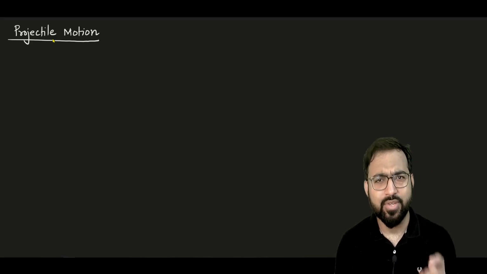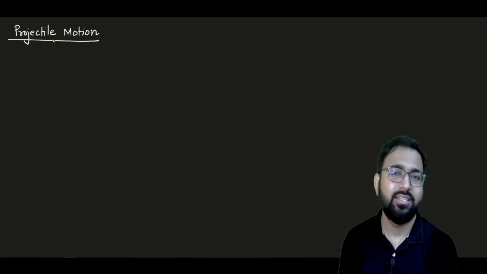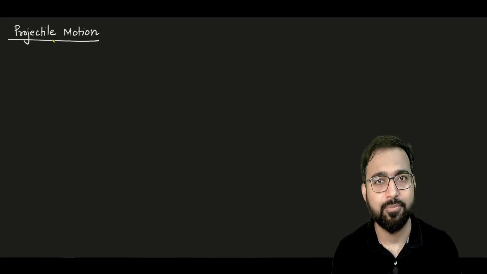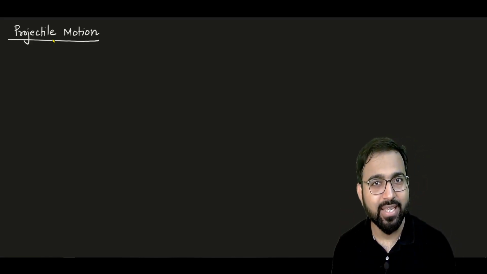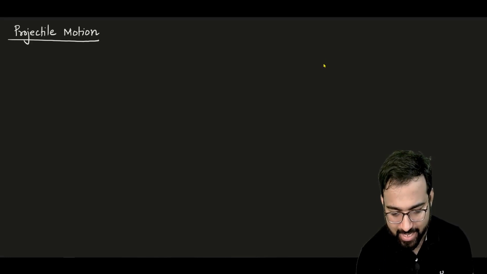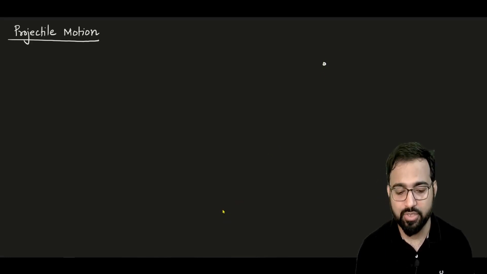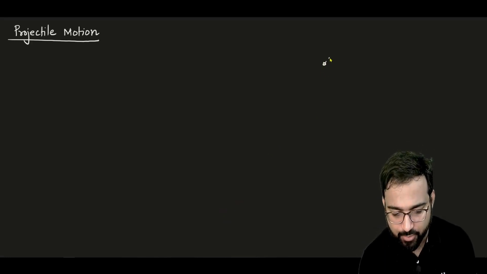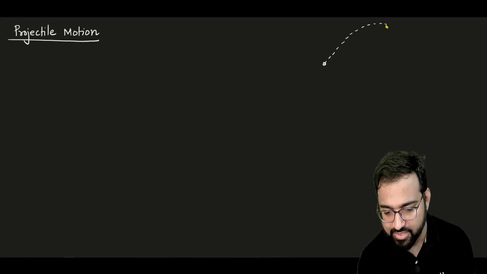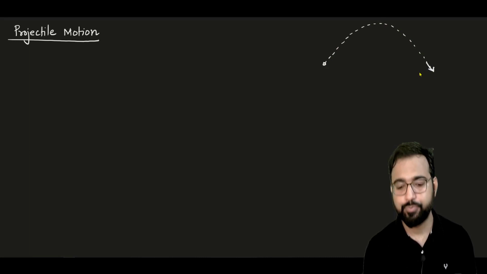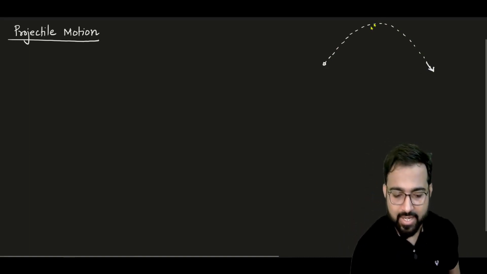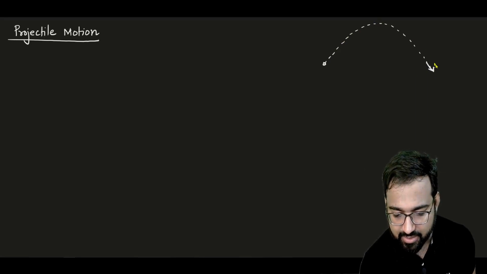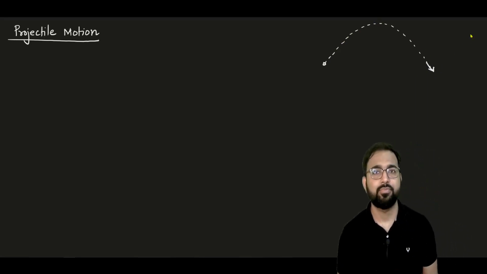But I am more interested in the path that the javelin must have taken. Can you tell me what sort of path had the javelin taken? Assume that Neeraj had thrown the javelin from this point. The javelin would have gone like this, reached a maximum height, and then hit the ground somewhere like this. Okay? In this case, I am interested with the path that the javelin has taken. All right?